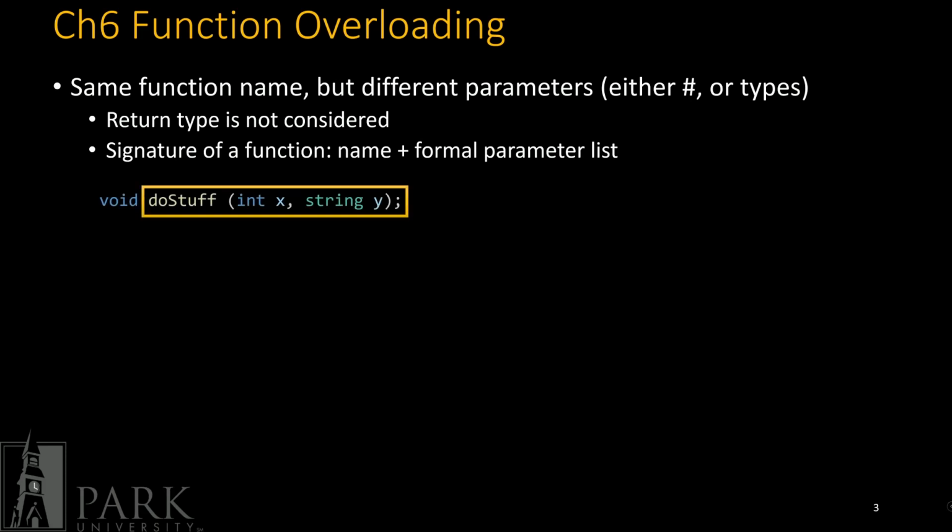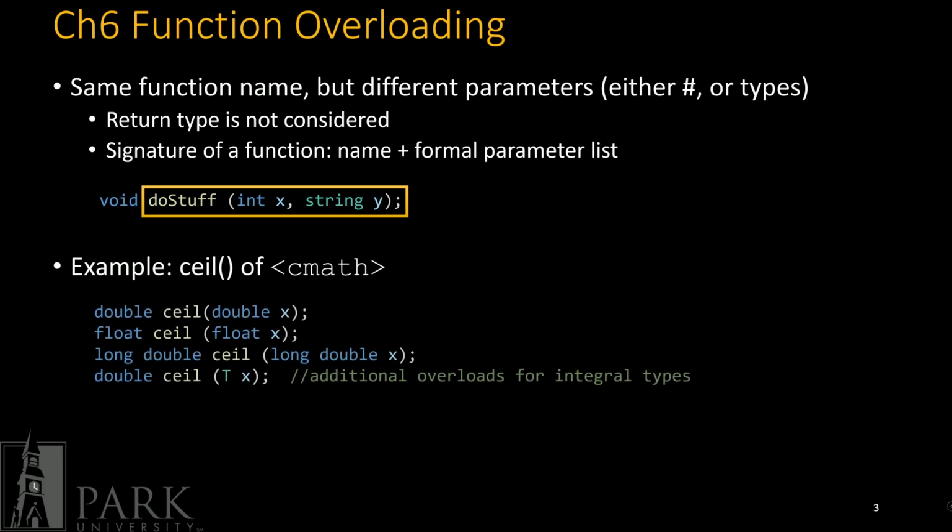Okay. With this example, you can see that the void return, which is right here, is not part of the signature, only the name and the number and types of parameters. So if we look at ceiling, which is part of the cmath library, you can see that it has 4 overloaded functions. Each version varies by the type of parameter that it expects. So you can see here ceiling, it can take a double, it can take a float, it can take a long double, or it can use the generic type. We'll talk about that when we talk about function templates.